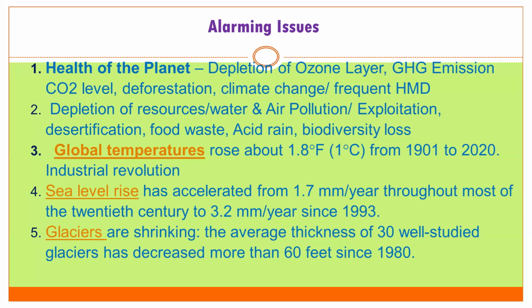Global temperature rose about 1.8 Fahrenheit, 1 degree centigrade, from 1901 to 2022. That is during the industrial revolution, a major contribution of greenhouse gas emission to the atmosphere. Then sea level rise has accelerated from 1.7 millimeters per year throughout most of the 20th century to 3.2 millimeters per year since 1993. Glaciers are shrinking. The average thickness of 30 well-studied glaciers has decreased more than 60 feet since 1980. So when you think about these things, it's unbelievably dangerous and alarming.